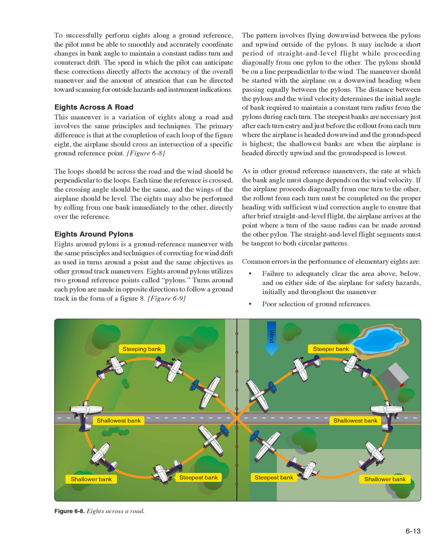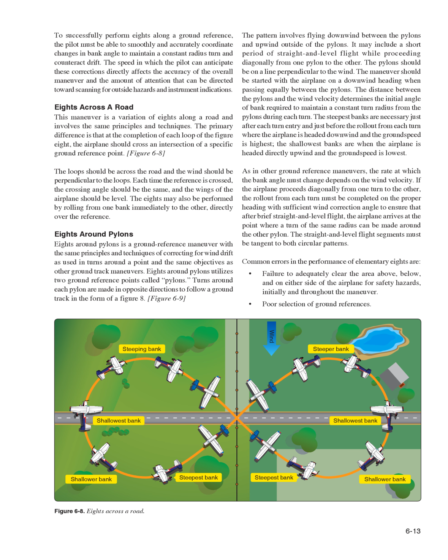H-80 around pylons. H-80 around pylons is a ground reference maneuver with the same principles and techniques of correcting for wind drift as used in turns around a point and the same objectives as other ground track maneuvers. H-80 around pylons utilizes two ground reference points called pylons. Turns around each pylon are made in opposite directions to follow a ground track in the form of a figure 8. In Figure 6.9, the pattern involves flying downwind between the pylons and upwind outside of the pylons.